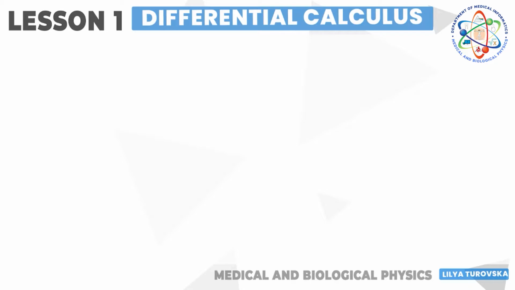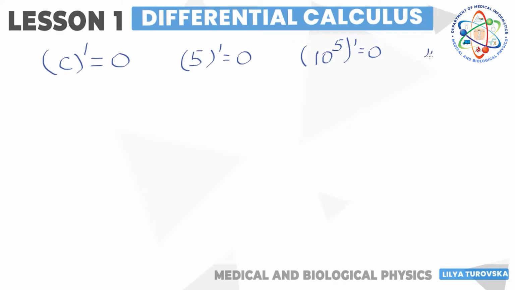So, generally, if we have some constant, c is a constant, the derivative is 0. For example, if you have 5, the derivative of 5 gives us 0. If you have 10 to the 5th power, we get 0 again. We have pi. If pi is a constant, the derivative is 0, and so on and so forth.